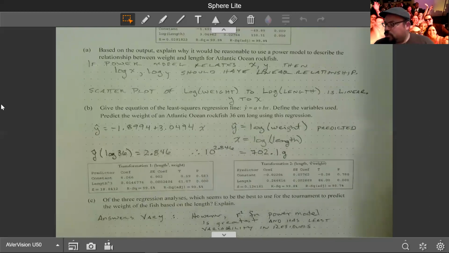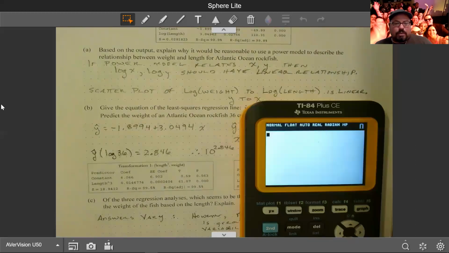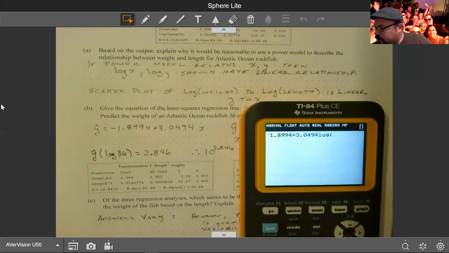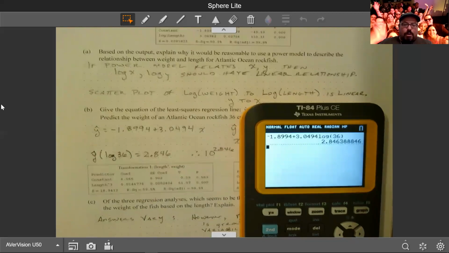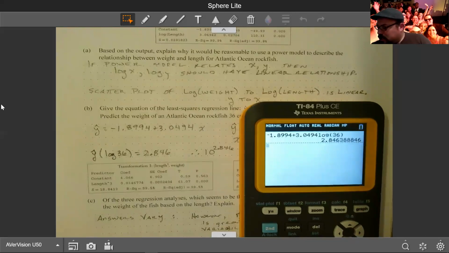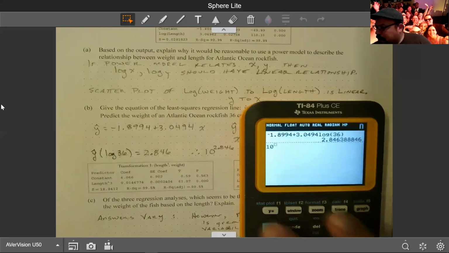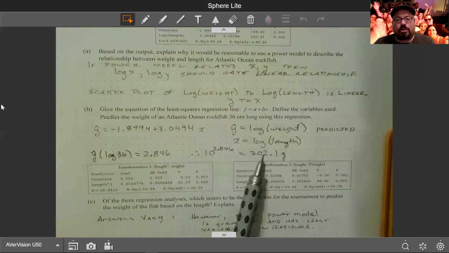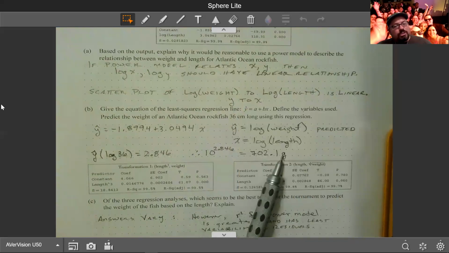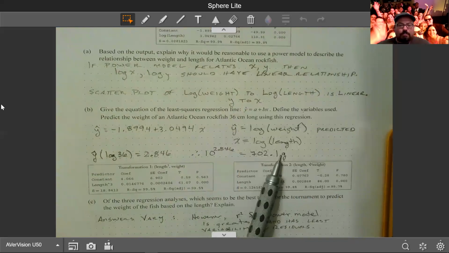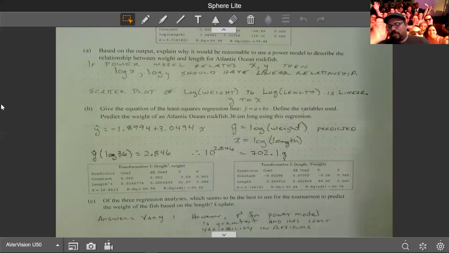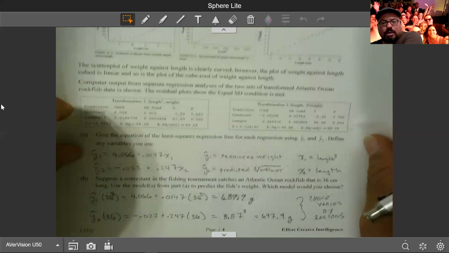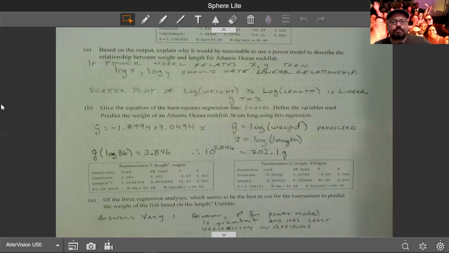For those a little less familiar with using your calculator, literally I'm just going to say negative 1.8994 plus 3.0494 log 36. That's it. Okay, but remember, that's the log of the weight, so I need to take 10 and raise it to that power to get my answer, right? If I take 10 and raise it to that, that's going to be my weight, 702.1 grams, which is pretty close to the other values that we got on the previous problem, 689.9, 697.9, fairly close.